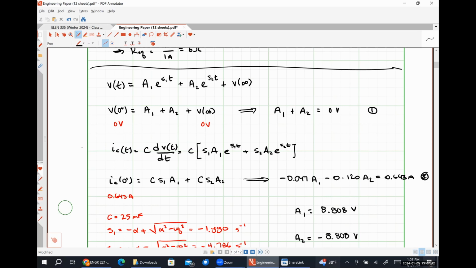So part A of the same problem, how do you set up the nodal analysis when the switch is closed?